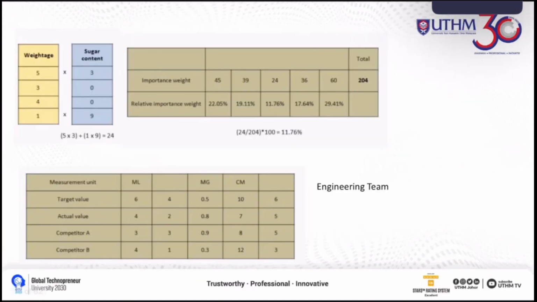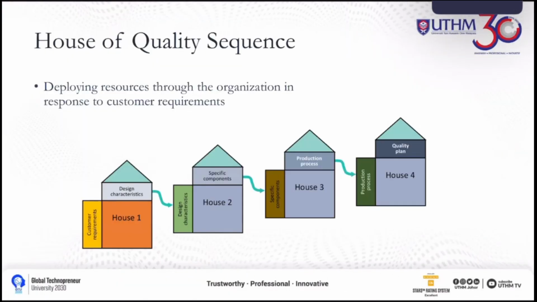Now, these are examples, so you can look by yourself later on. So actually, for the house of quality, they have sequence, not just the first phase. So you have a few phase of the house of quality. After you do the survey of the customer requirement with the design characteristic, and then it's come to the design characteristic with the specific component. And then specific component with the product process with the quality plans. What are their relationship? Okay, it's deploying the resources through the organization in response to the customer requirements.